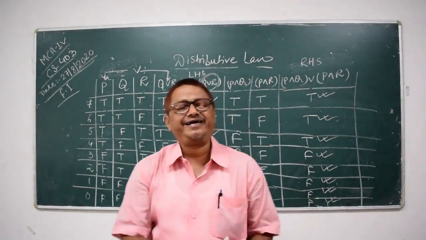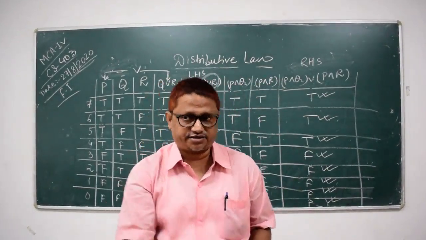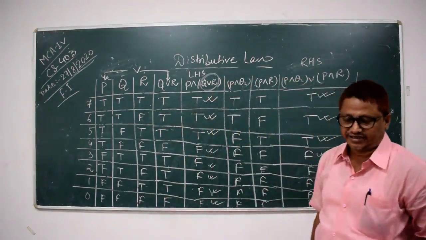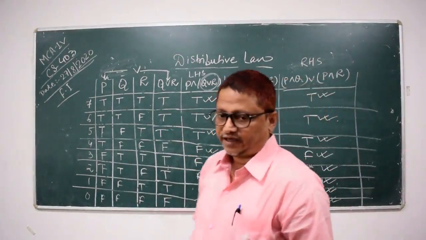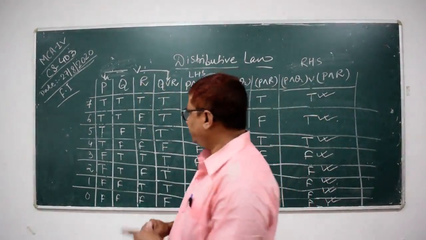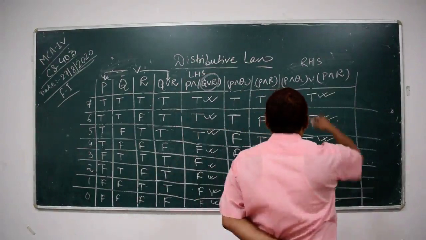This law is called distributive law. There are two laws in distributive. Here we are proving one law. Now in the next class, we will see the next distributive law. You must remember the next distributive law.